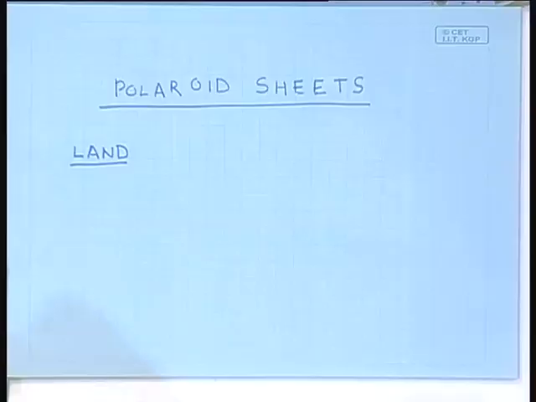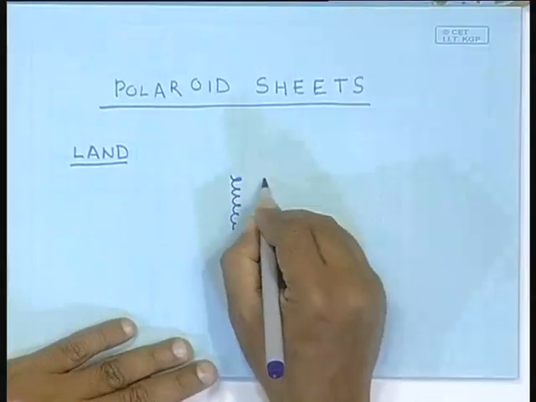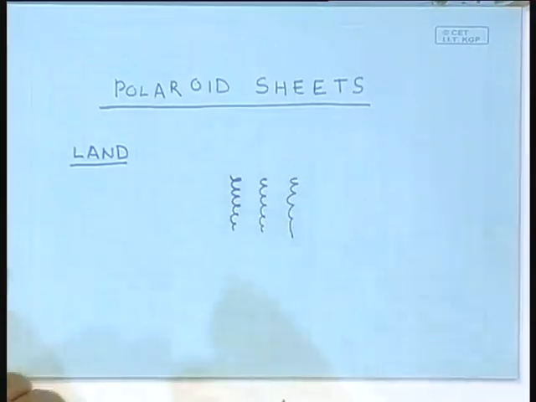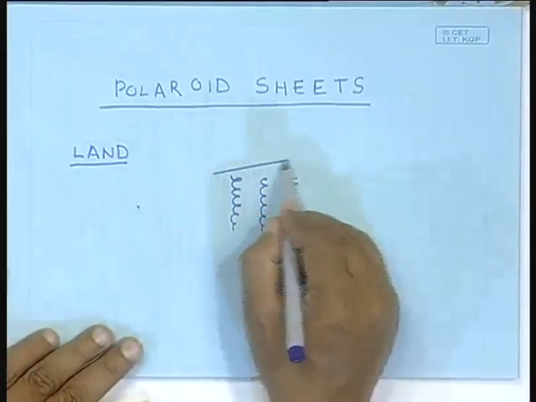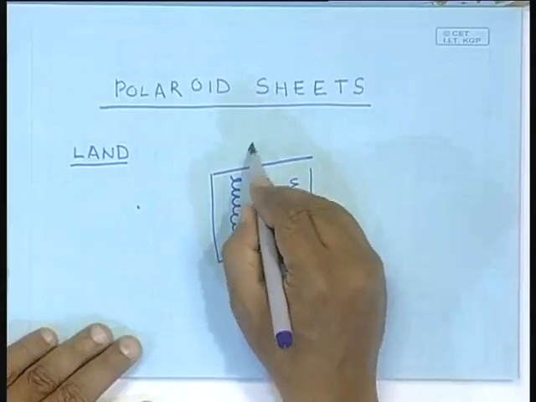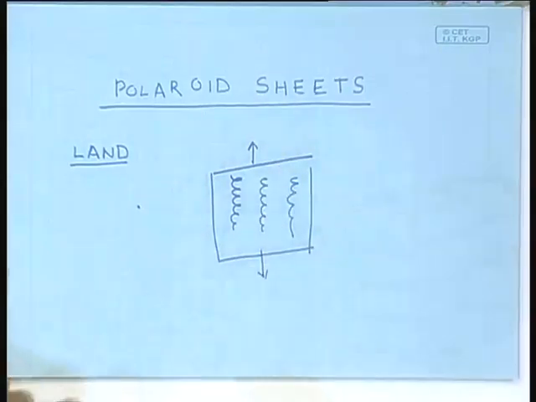Now, if you have radiation incident on this, let me draw a picture. This is just a schematic diagram. You have these long molecules, all aligned like this. This is your sheet, it has been stretched in this direction and then you have dipped it in iodine. So, the molecules are all aligned like this.